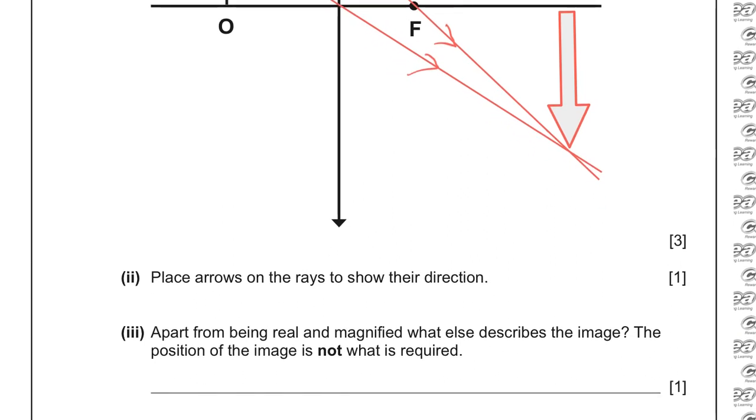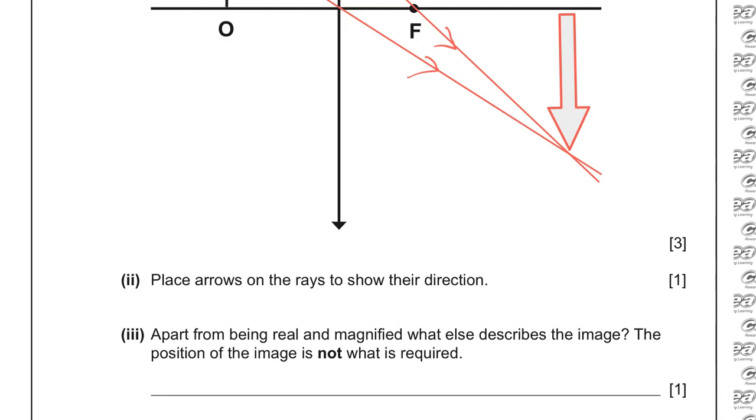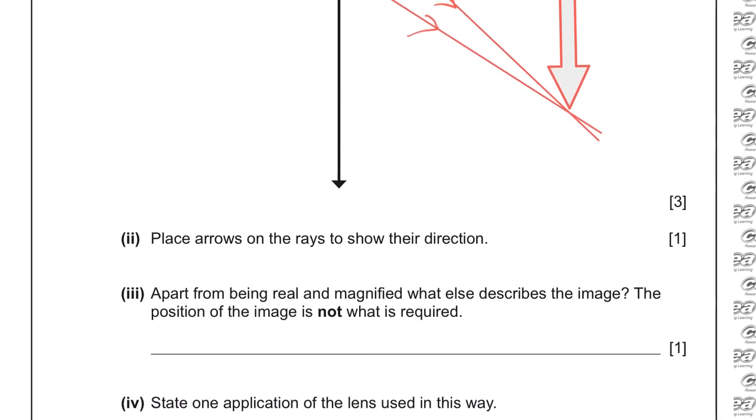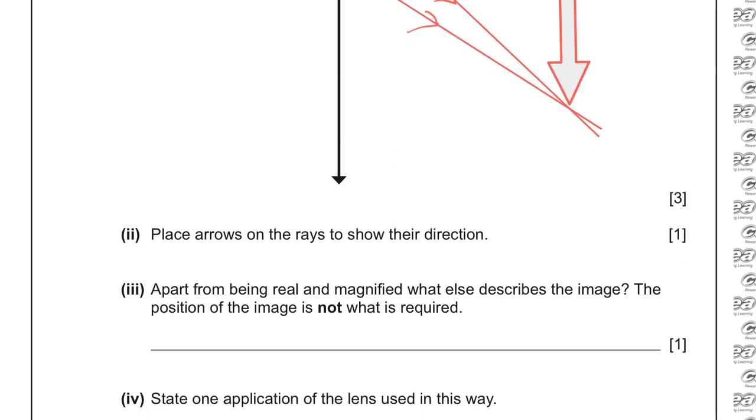Apart from being real and magnified, what else describes the image? The position of the image is not what is required. Okay, so this is an inverted image. It's upside down compared to the original object. So that's what we want to say, that it's an inverted image.